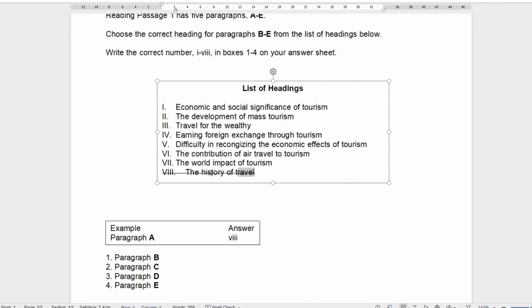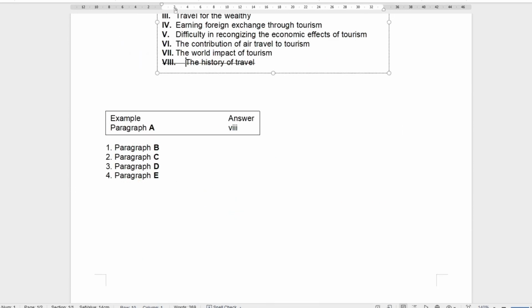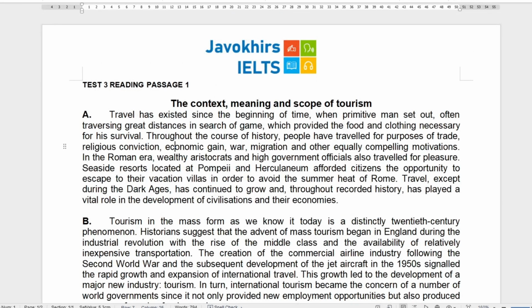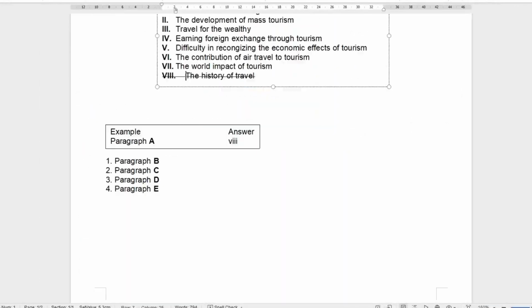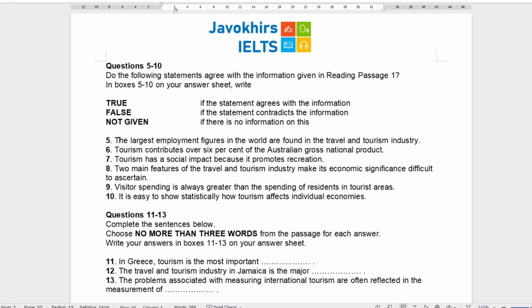Before we go through, I just want to highlight that paragraph A is already answered for us, so option 8 is going to be removed. We want to read B, but the key thing is that once we read all of this information until paragraph E, we want to go back to the paragraphs in order to answer the true, false, not given questions.